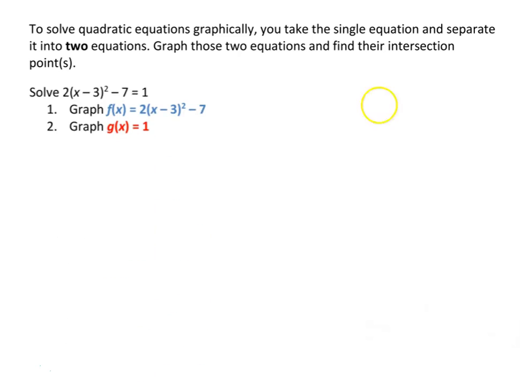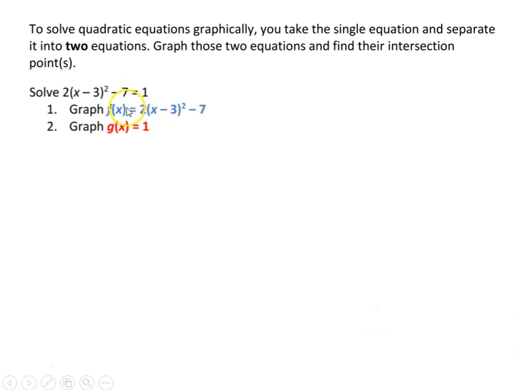So we have the quadratic equation 2 times quantity x minus 3 squared minus 7 equals 1. Notice that this left-hand side is a quadratic, and it is in vertex form, a(x minus h) squared minus k, or plus k, in this case it's negative 7. This equals 1. So we're going to split those into two equations.